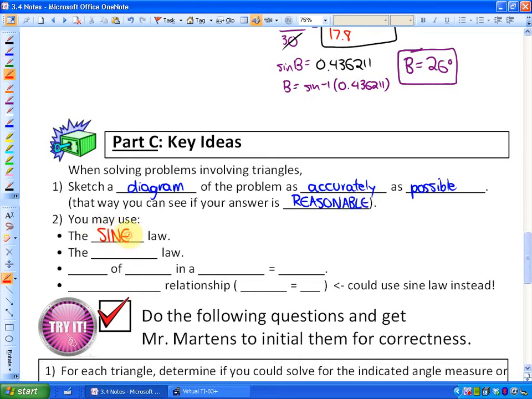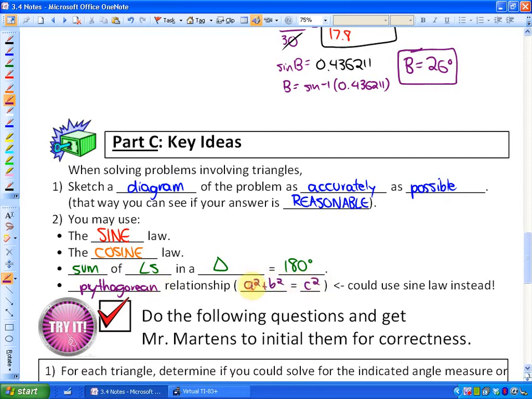You can use the sine law in order to solve, as you know. You can use the cosine law in order to solve. You can use that the sum of angles in a triangle is equal to 180 degrees. You could also, if you want to, use the Pythagorean relationship. This only works for side lengths of a right triangle, but a squared plus b squared is equal to c squared you could use.